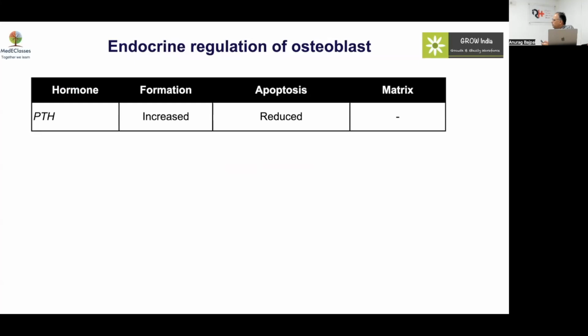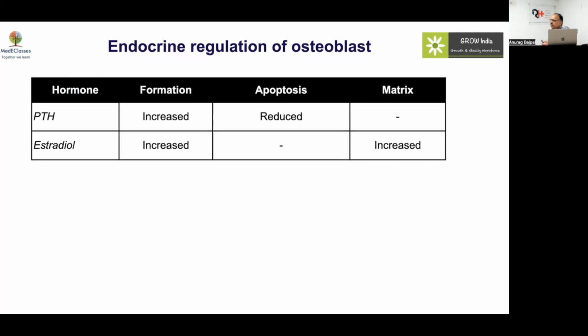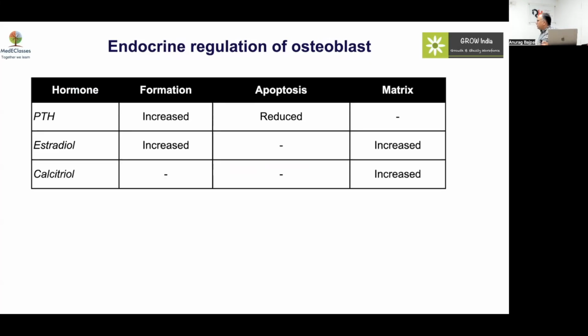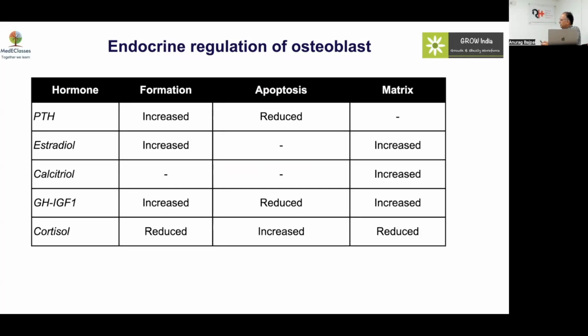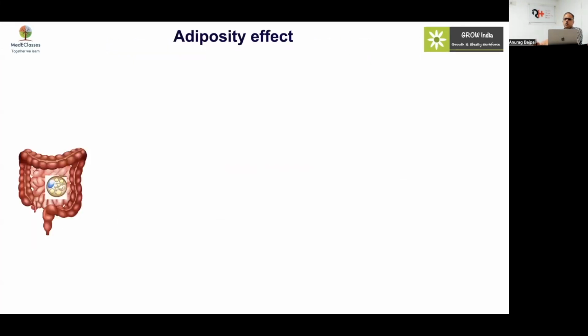So PTH increases bone formation, reduces the apoptosis of osteoblast, with no effect on matrix. Estradiol increases osteoblast. Calcitriol increases bone matrix. Growth hormone and IGF-1 are good for everything. So these are good bone forming agents. Cortisol is bad for everything. So this is the important thing to look at.